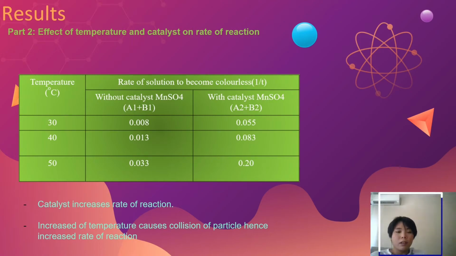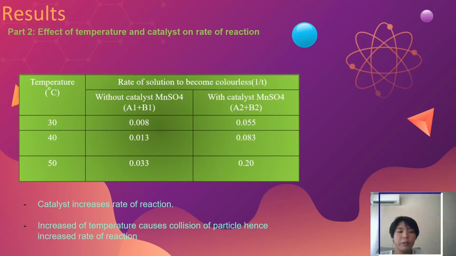The catalyst is proved to have an effect on the rate of reaction, because based on the data taken, where we put the catalyst MnSO4 and also another solution without the catalyst, it shows that the solution with the catalyst takes the fastest time to become colorless. Hence, this has already shown the theory that a catalyst increases the rate of reaction.